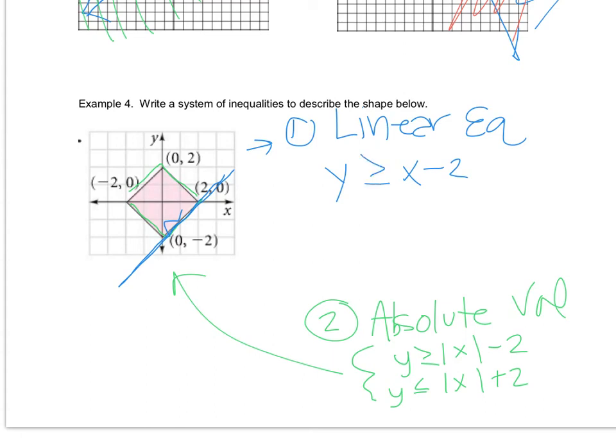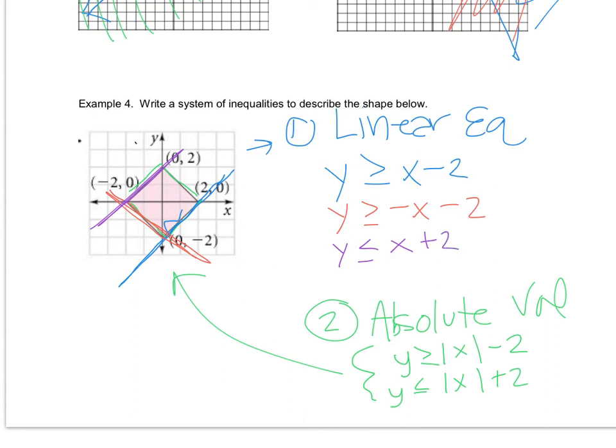Then I'm going to do in red this line right here. So this is y is greater than or equal to, and then the slope is -1, and you're starting at -2. And then I'm going to do this purple line right here, so it's y is less than or equal to x, and then +2.